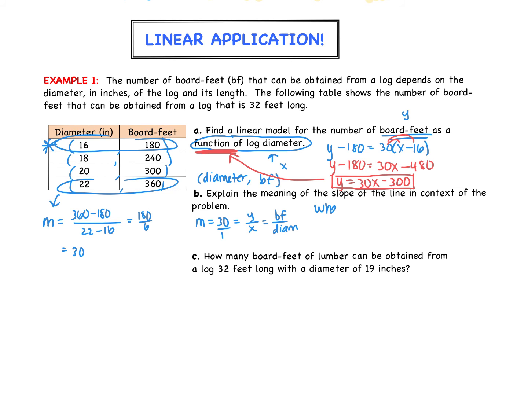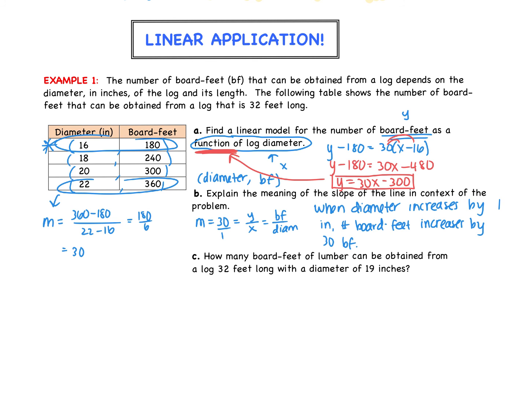So in a sentence, when diameter increases by 1 inch, the number of board feet increases by 30. How do I know that board feet is increasing and not decreasing? Positive slope. Thank you.